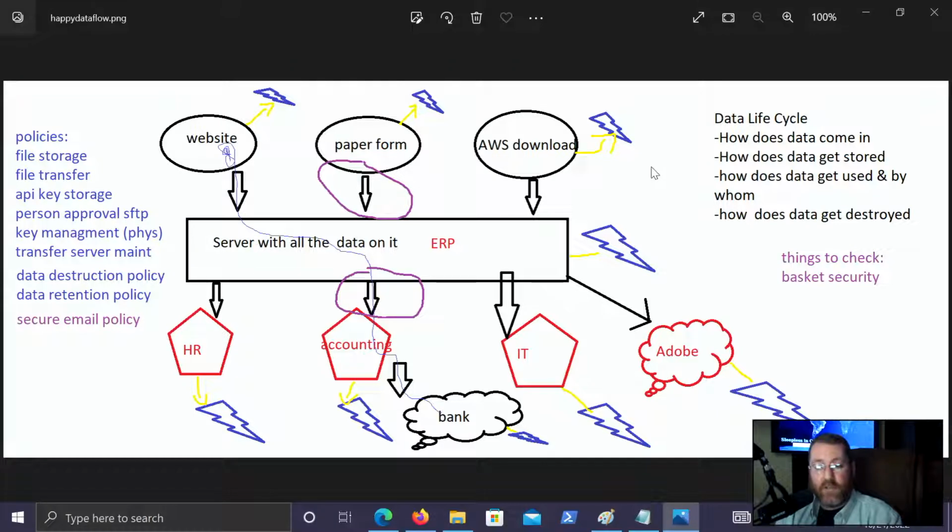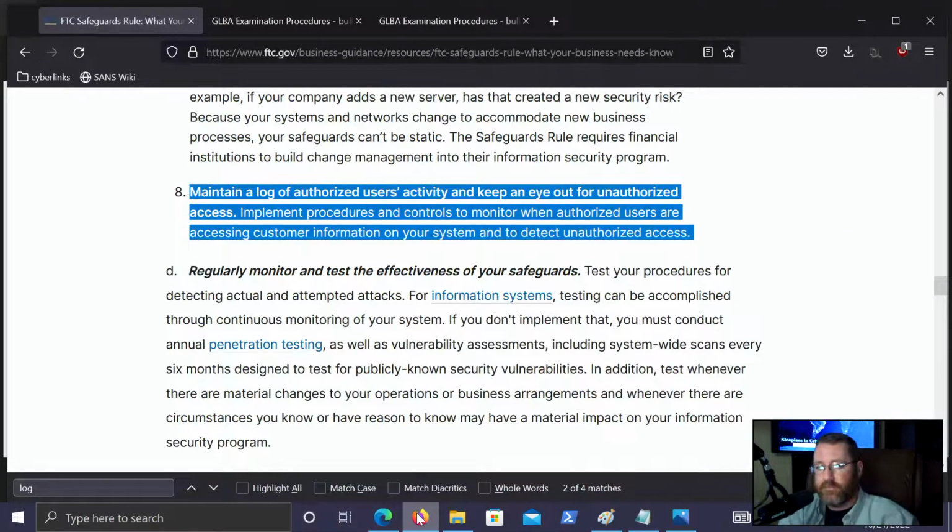So now it should come to mind to someone in HR, the supervisor should go, why was this person logging in at midnight, running a query about payroll, and downloading it? Now, it may be a completely legitimate reason, but those are the questions you need to ask. If he did it and he didn't have authorization to do it, that's exactly what this is for. Maintain a log of authorized users' activity and keep an eye out for unauthorized access.